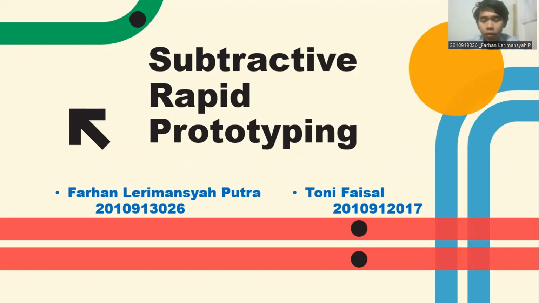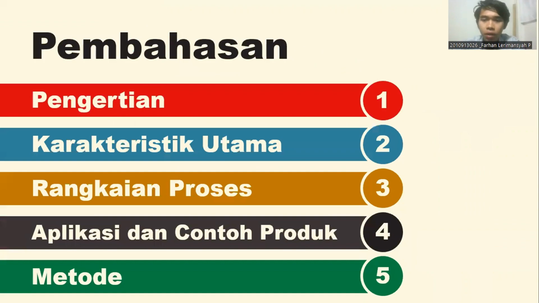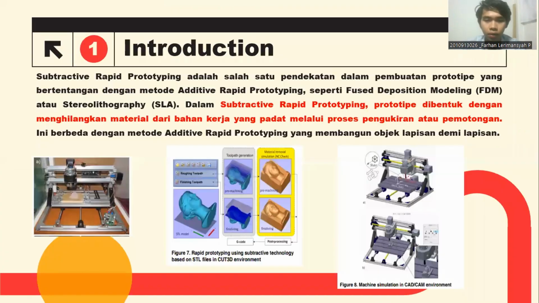On this occasion, we will try to present one of the materials on the classification of the rapid prototyping system, namely Subtractive Rapid Prototyping. This material consists of several subsections, including definition, key characteristics, process sequence, application and example product, and methods. First, let's start with the definition.